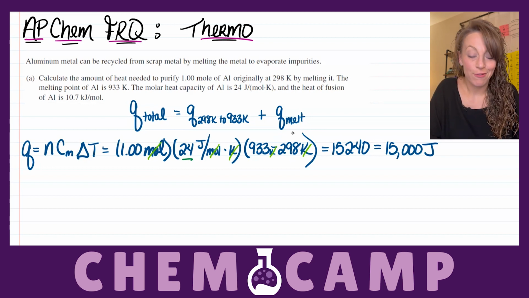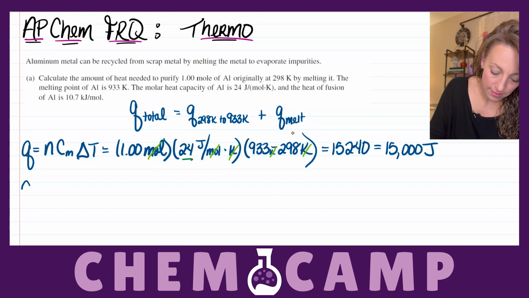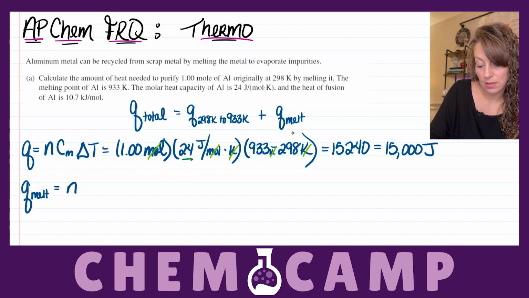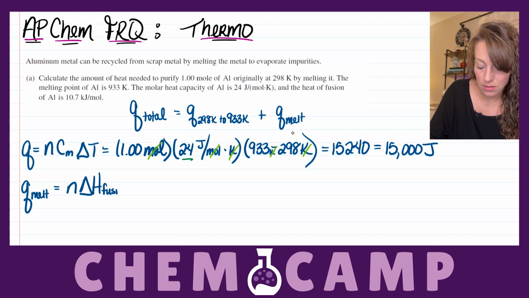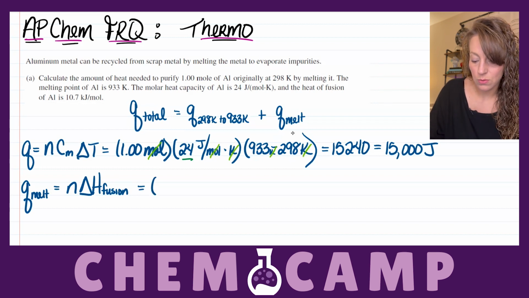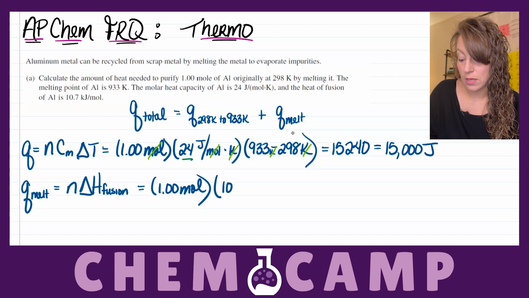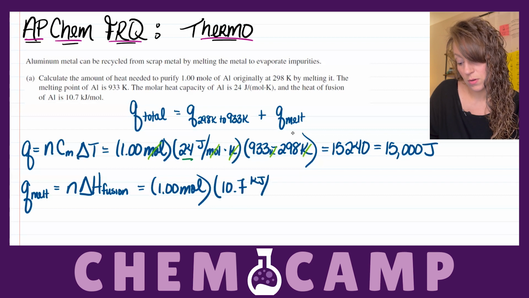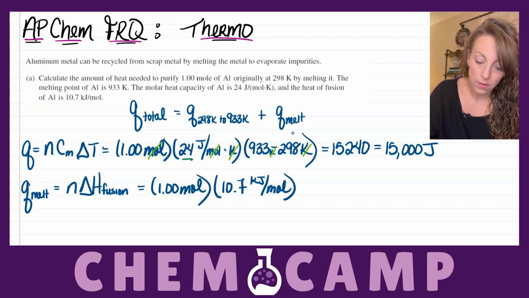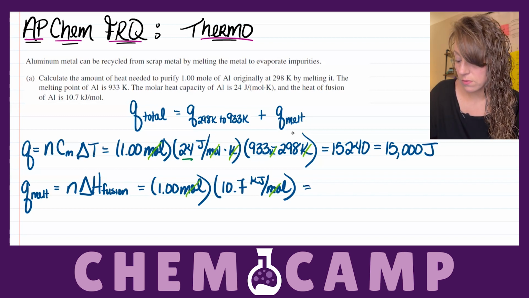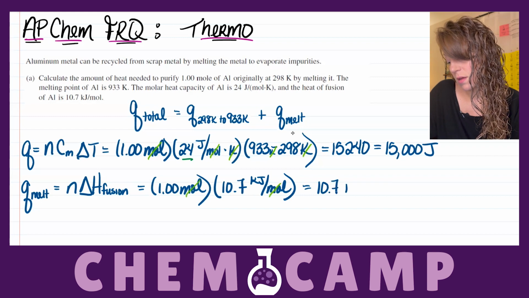Let's take a look at the heat required for melting. Now, when you're at the melting point, you're going to take the number of moles times the delta H of fusion. So we're going to do 1 mole again, because that's the number of moles of aluminum we have, times, this time, the 10.7 kilojoules per mole. Once again, our moles are going to cancel, and this time we're going to be left with 10.7 kilojoules.